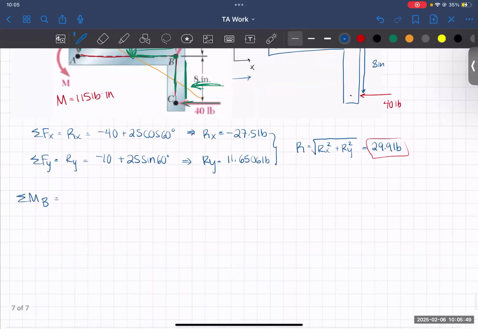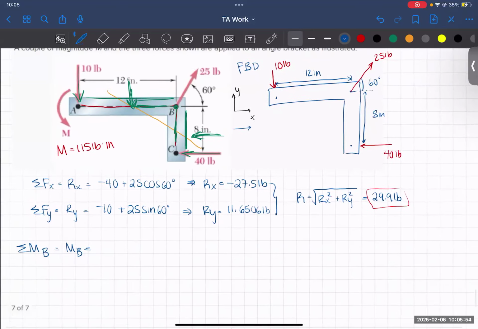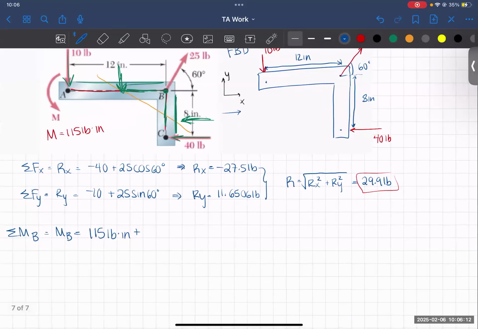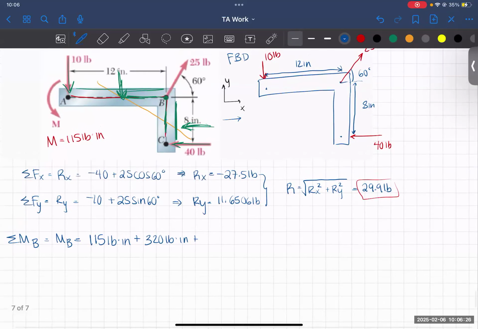So we say the sum of the moments about B, which will be the resultant moment at B, which equals M, first, M pound inch, plus 40 times 8. Oh, pardon me, 40 times 8 is 320 pound inches. Plus 10 times 12, so that's 120 pound inches.